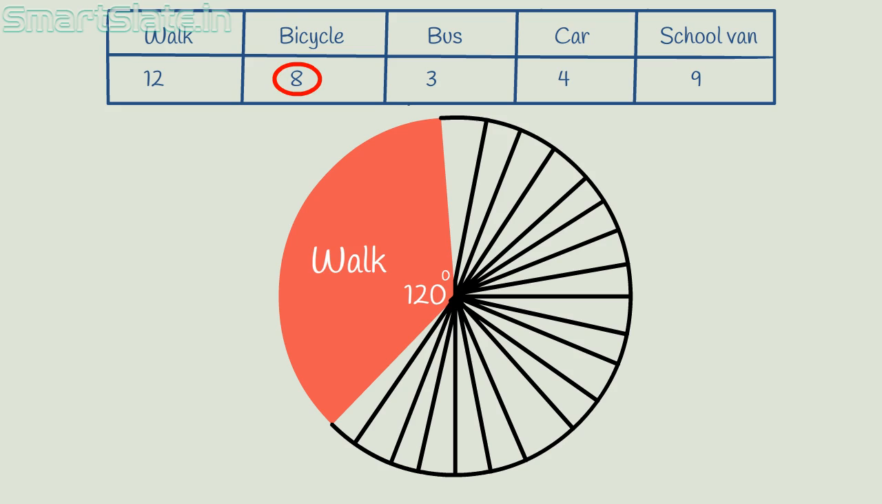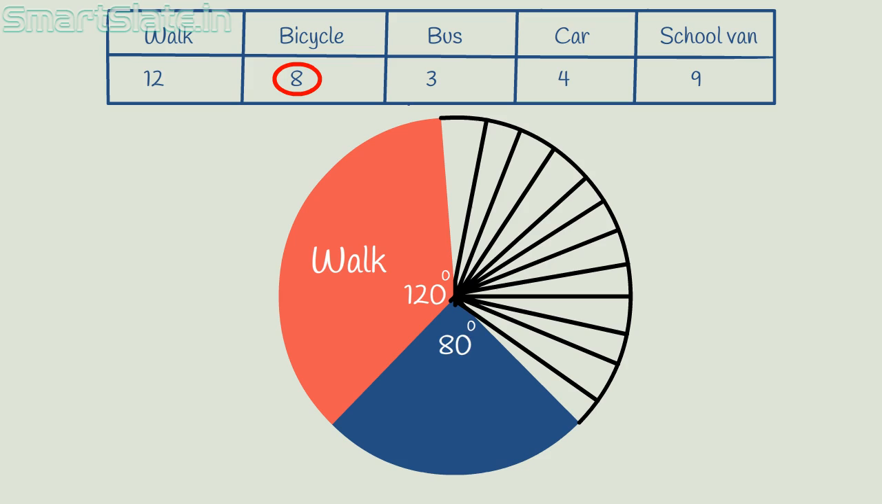There are 8 students who reach school by bicycle. Since each student can be represented by a sector of 10 degrees, 8 can be represented by 80 degrees. This is the sector which makes 80 degrees with the center of the circle. This sector represents the number of students who reach the school by bicycle.